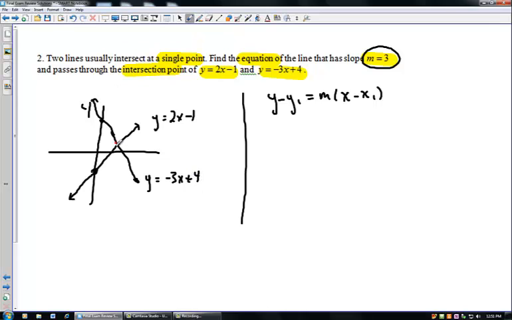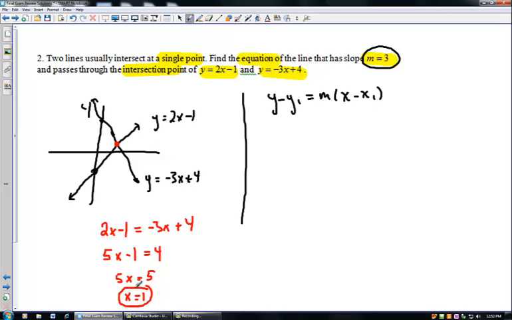So here's the intersection point. I need that intersection point. Hopefully when you see that they have the same height. And the functions here give the height. So all you need to do is set 2x minus 1, this height, equal to that height, and solve for x. So add 3x to both sides. So I get 5x minus 1 equals 4. Add 1 to both sides. So I get 5x equals 5. Divide both sides by 5, so x is equal to 1.